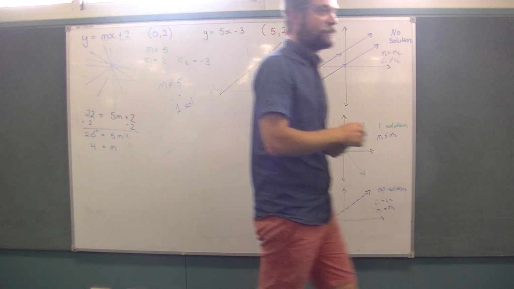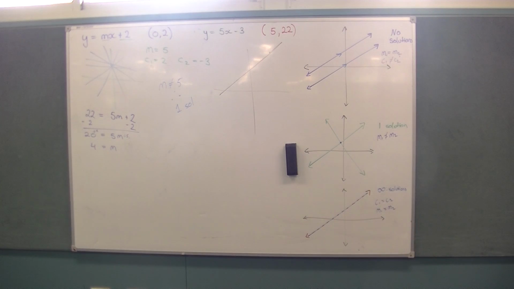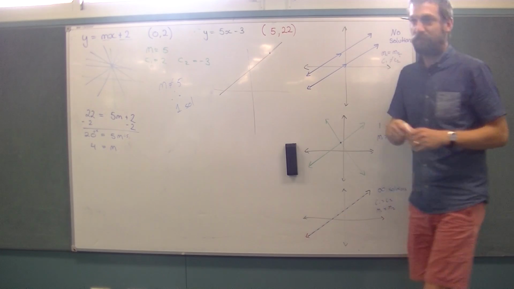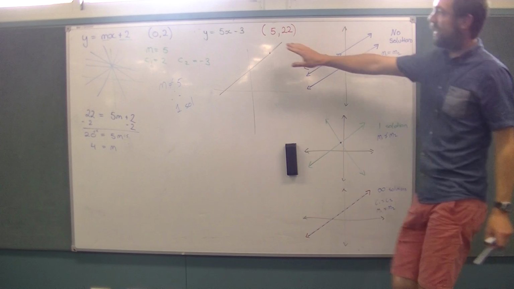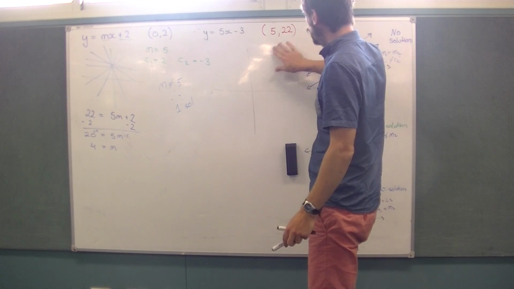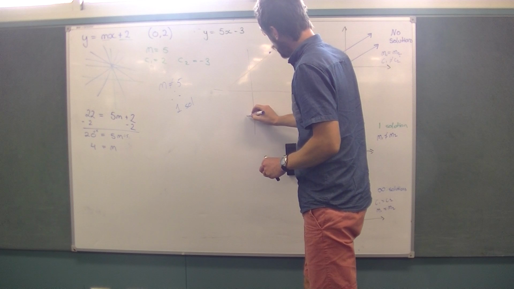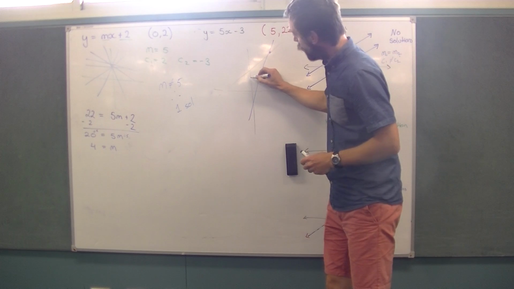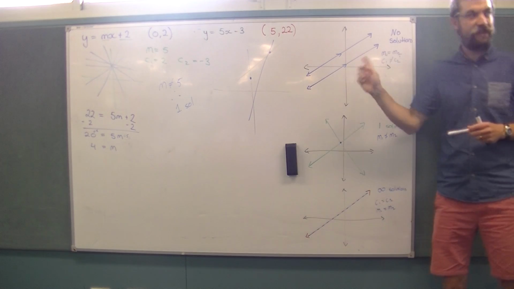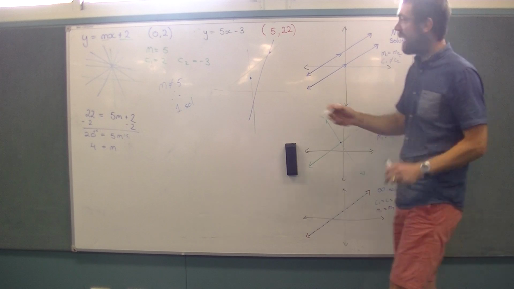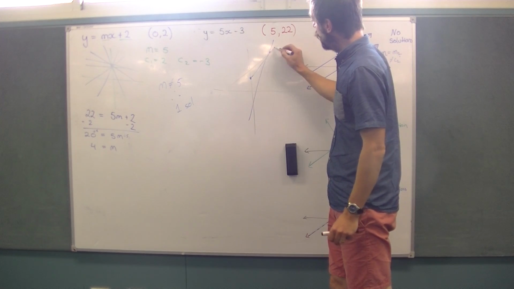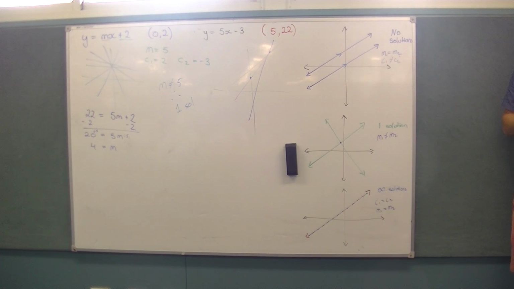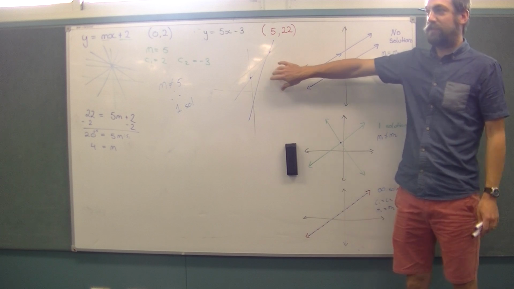Alright, so this is why I've always asked you to picture something in your head. This is the intersection point here, 5, 22. We know the equation of the second line, 5x minus 3. The other one we know goes through the y-intercept of 2, but that's all we know, other than it has to now go through that point there. We don't know the gradient. We're trying to find that gradient, aren't we? If you can picture this, you get an idea.